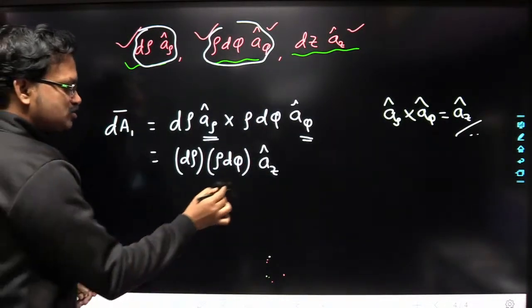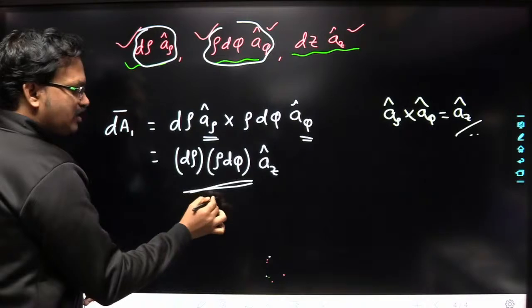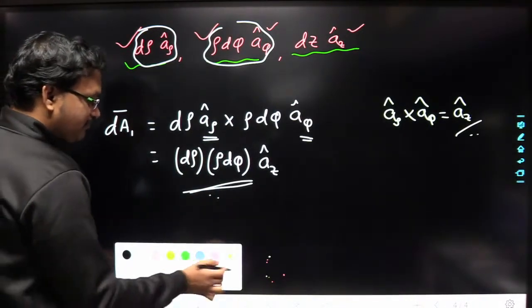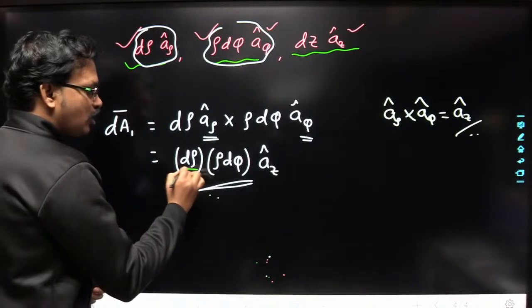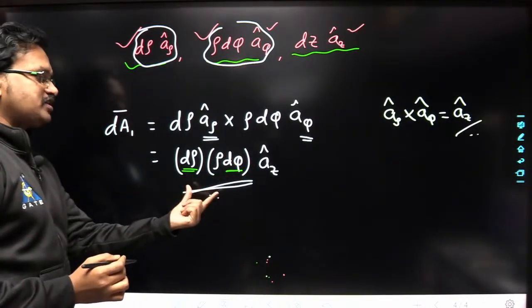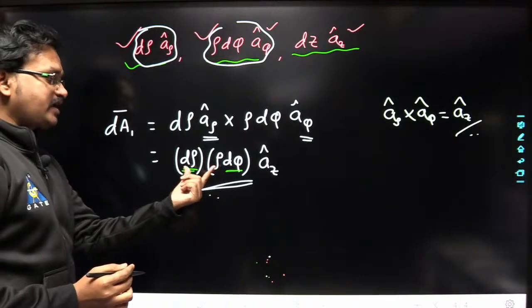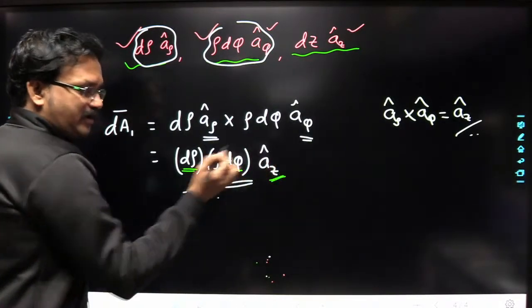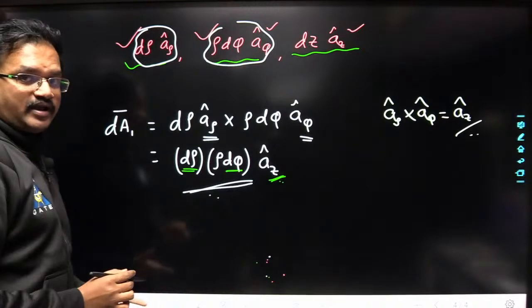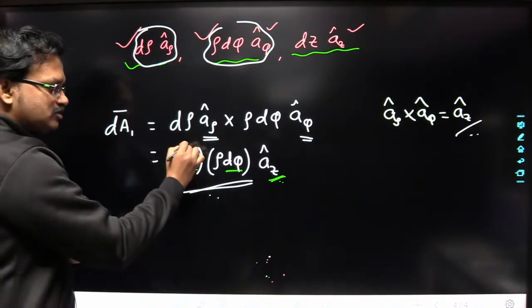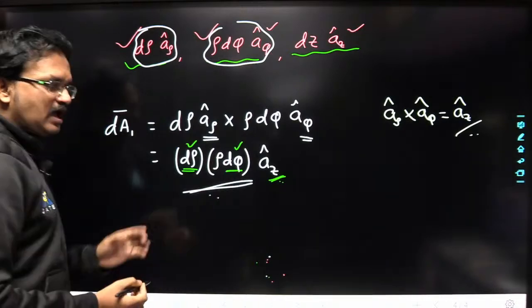This is the small differential area we got by varying rho and phi. And what is the direction of this small differential area? It is along the az cap direction. That means on this small differential area, rho and phi are variables, and z is what?